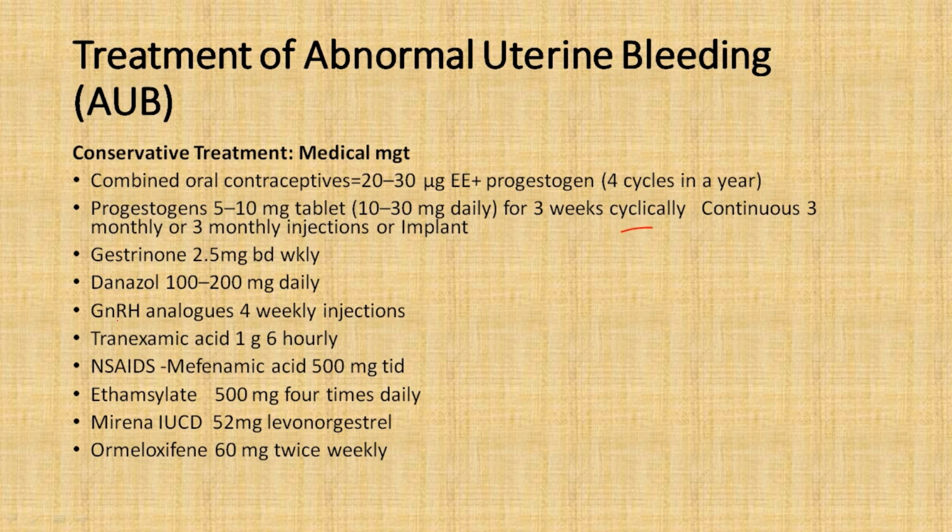You give gonadotropin releasing hormone analogs, 4 weekly injections. You give tranexamic acid 1 gram 6 hourly. You give non-steroidal anti-inflammatory drugs such as mefenamic acid 500 milligrams 3 times daily. You give ethamsylate 500 milligrams 4 times daily. You give Mirena intrauterine contraceptive device, 52 milligram levonorgestrel. Ulipristal 60 milligrams twice weekly.